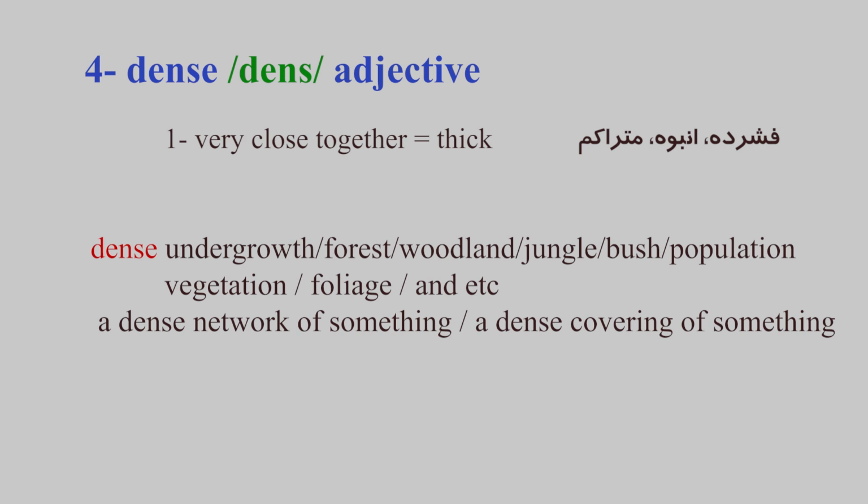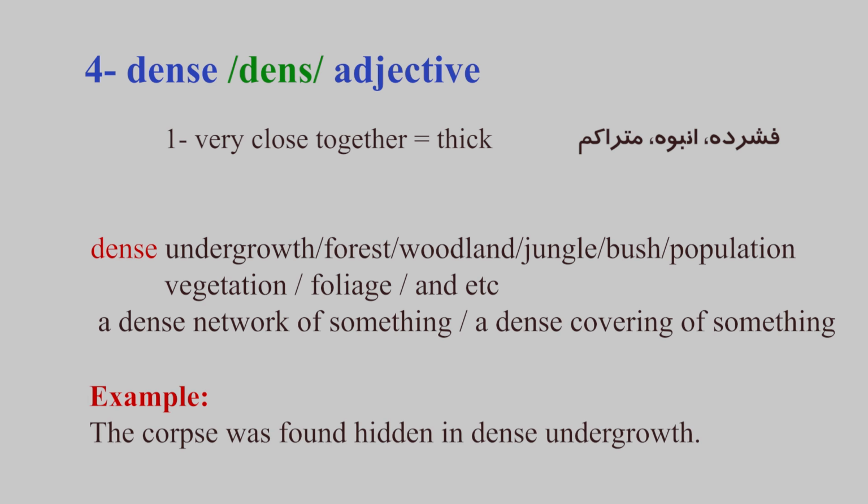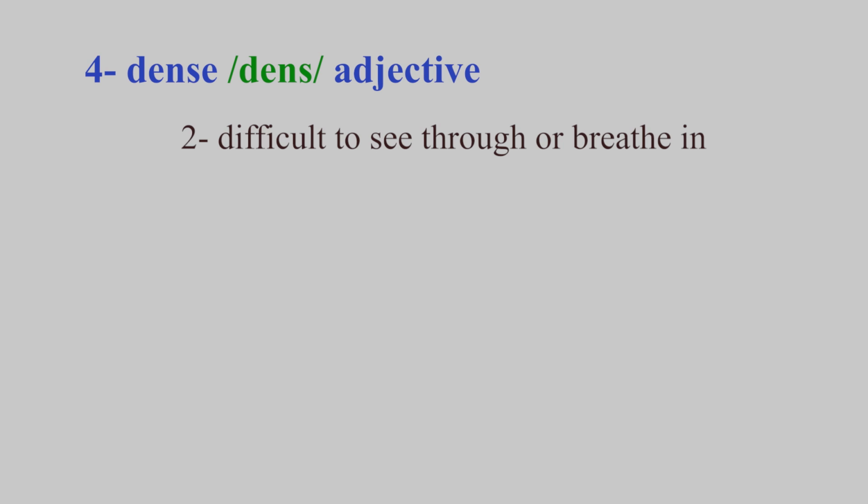And you can see these were all nouns, and we have a dense network of something. For example, a dense network of rails or a dense network of bridges, a dense covering of something. And now the example: the corpse was found hidden in dense undergrowth. You know, undergrowth means the bushes close to the trees. The reason that I am writing a lot of collocations there is that I want you to know how you can beautify your English, how you can empower your English language.